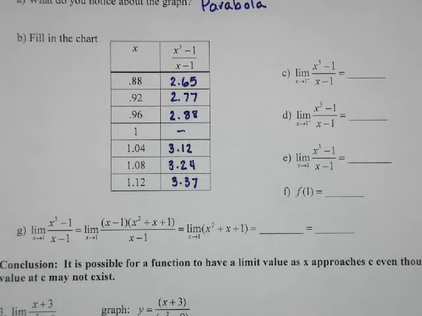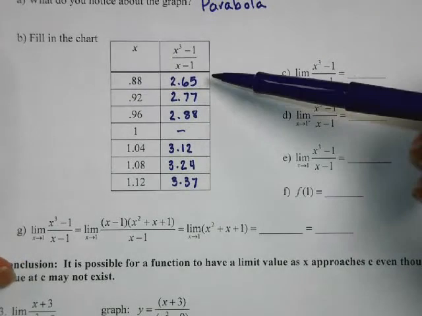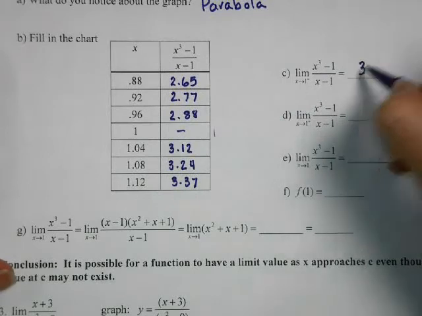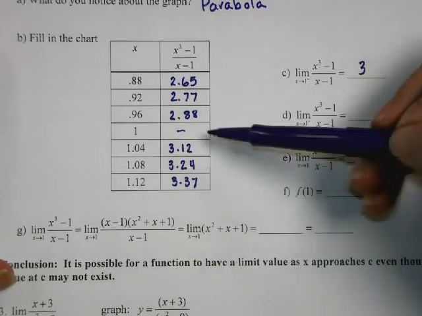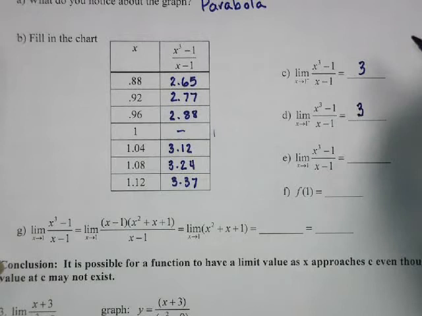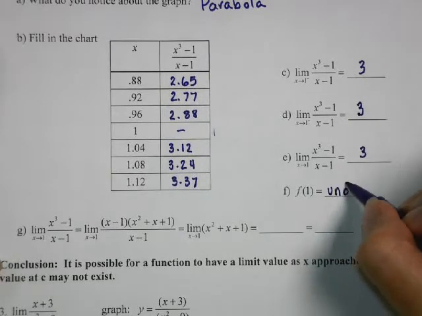So here's our table of values. As x approaches 1 from the negative side, those values are approaching 3. When we approach it from the positive side, we're approaching 3, which means the limit exists and is 3, even though the function is still undefined.